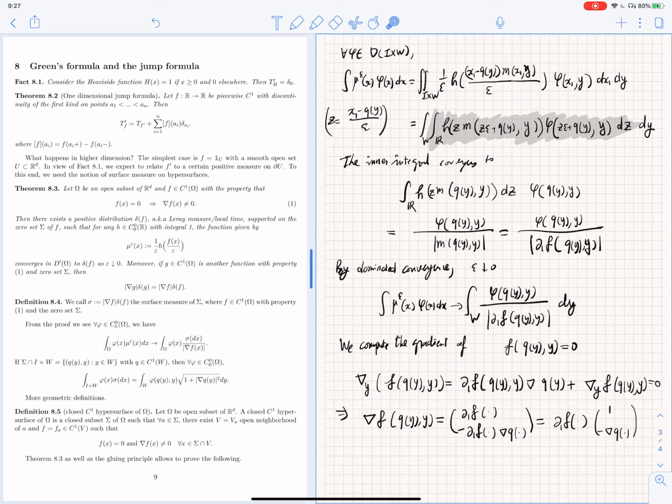Okay, so from here we have an expression. The gradient of f, always at a point on the surface, is equal to the square root of 1 plus the gradient of q squared, times the absolute value of d1f. In other words, 1 over d1f can be written as the square root of 1 plus the Euclidean norm of the gradient of q squared, divided by the Euclidean norm of the gradient of f.